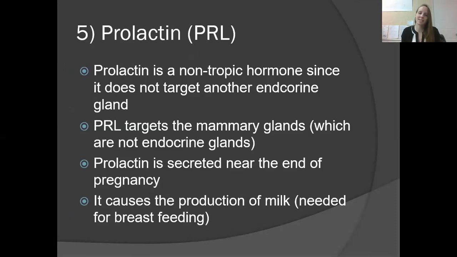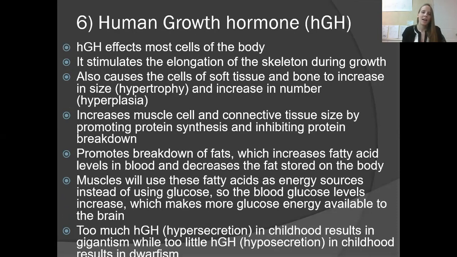Then we get to prolactin, which is a non-tropic hormone. Prolactin targets the mammary glands. Mammary glands are exocrine, though, they're not endocrine. Prolactin is secreted near the end of pregnancy, and it causes milk production in order for lactation to be able to happen. And then lastly, we have human growth hormone, which affects most cells in the body.